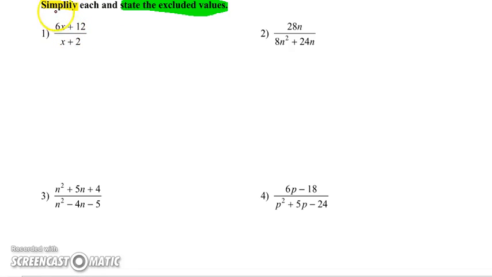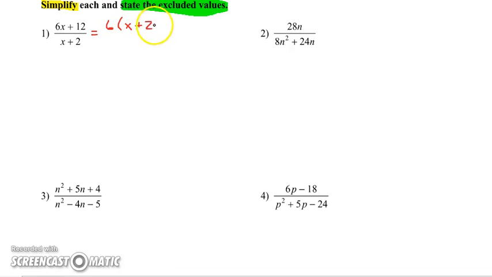So if you recall, our goal with simplifying is to factor. If I look at number 1 here, I need to look at the numerator and the denominator and decide if there's any factoring that can happen. And on top, it's not a trinomial with x squared, x, and a number. But I do think that there's a GCF that comes out. I think that I can factor 6 out of both terms on top.